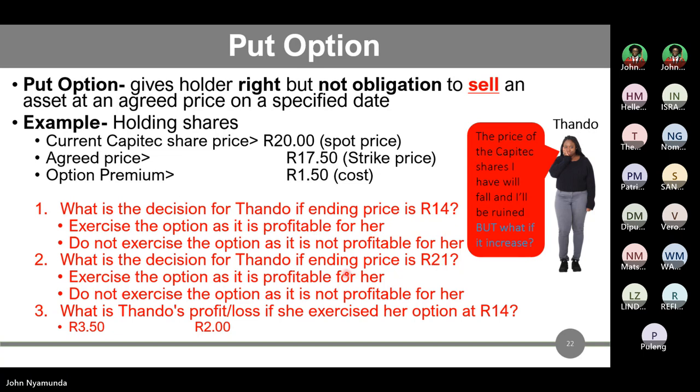Next question. What is Tando's profit if she exercises the option at 14 rand? What profit is she going to make if she was to exercise the option at 14 rand? Profit or loss? Is it 3.50 rand or is it 2 rand? You don't need the formula. It's something which you can actually work out. It's a simple calculation, this minus this plus that. Is it a 3.50 rand loss or profit?